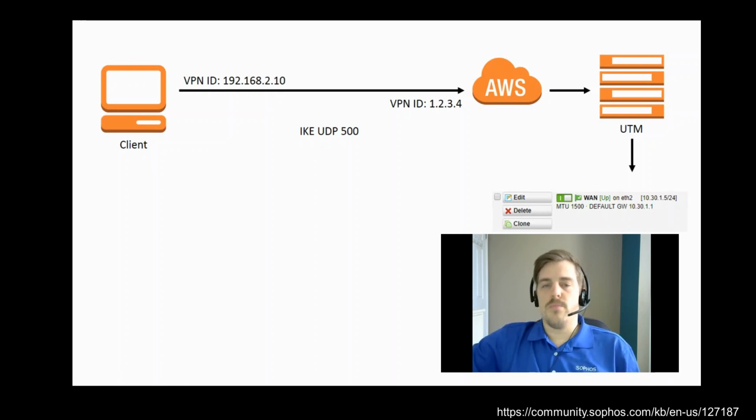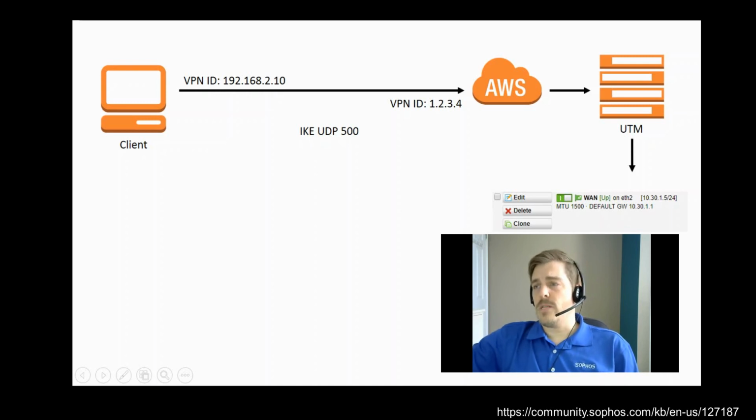It's going to see it as a private IP address, or at least an IP address that differs from the VPN ID the client has sent. And this is where it errors out and gives us that nice invalid ID information error in the IPsec log. So what do we do about this? How do we work around this? Really, it's actually pretty simple.